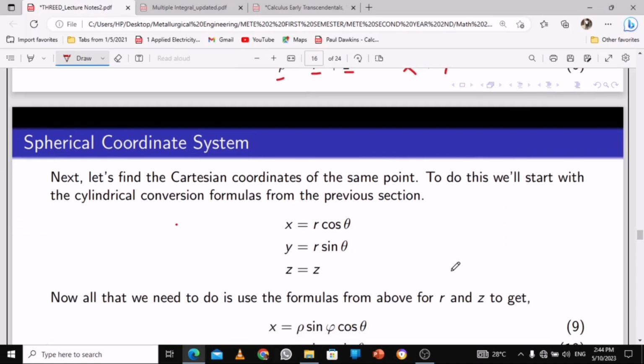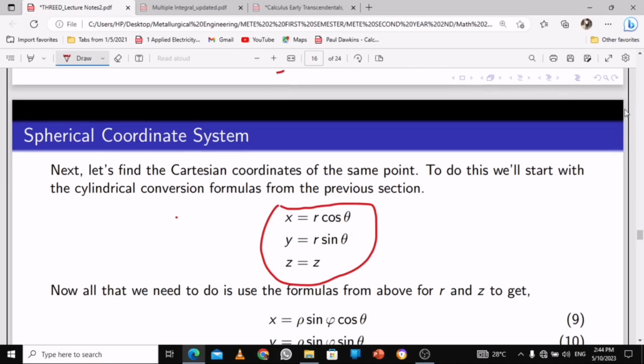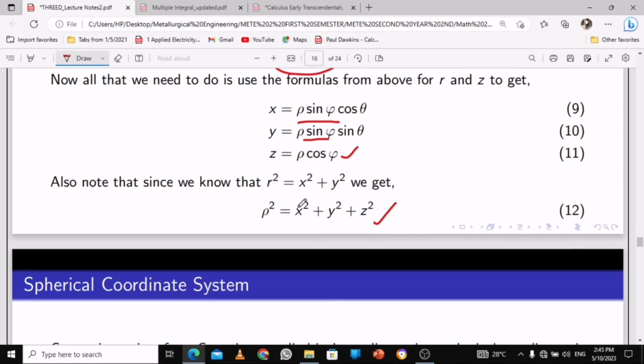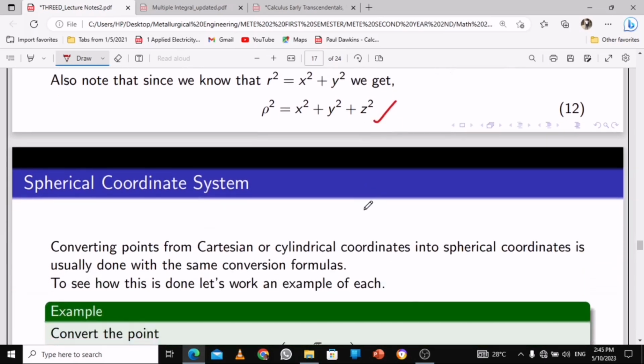Next, we find the Cartesian coordinates of the same point. As I told you, to change the Cartesian plane to the spherical coordinate system, you first change it to the cylindrical coordinate system, using the formulas we proved. After the substitution, x is equal to rho sin phi cos theta, y is equal to rho sin phi sin theta, and z is equal to rho cos phi. We also know that rho squared is equal to r squared plus z squared, whereby r squared is equal to x squared plus y squared. So that is all about the spherical coordinate system.